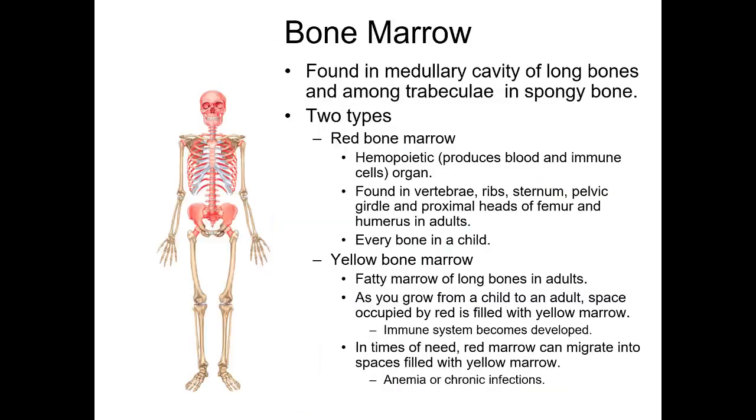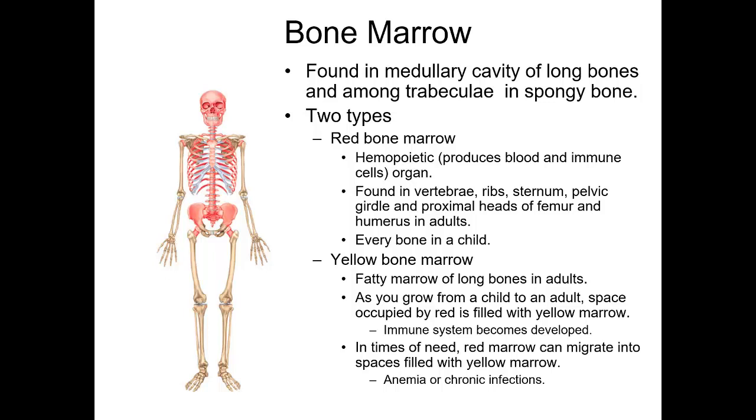Now, the next concept we are going to talk about is the bone marrow. The bone marrow is usually found in the medullary cavity of long bones and among the trabeculae of spongy bones. We have two types of bone marrow. First, we have the red bone marrow, which is a hematopoietic organ. In children, it is found in every single bone. In adults, it is found in the vertebrae, in the proximal heads of the femur and the humerus, the sternum, and the pelvic girdle.